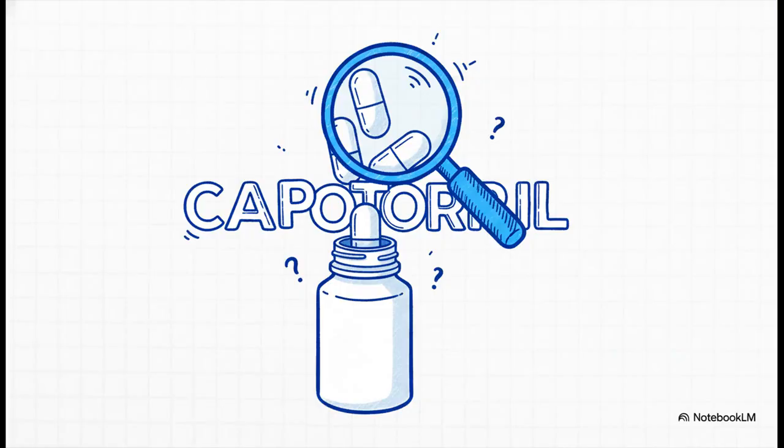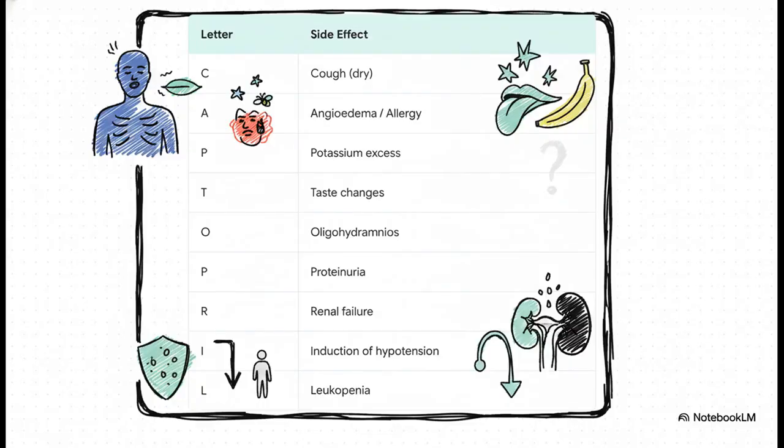So ACE inhibitors are a huge deal in cardiovascular medicine. And for one of the most common ones, captopril, we get this fantastic mnemonic that's literally built right into its own name. I mean, look at this. Every single letter in captopril stands for a potential side effect. It's got everything from that classic dry cough that everyone knows about to really serious stuff like angioedema, high potassium, and even renal failure. It's an unbelievably comprehensive memory aid hiding in plain sight.